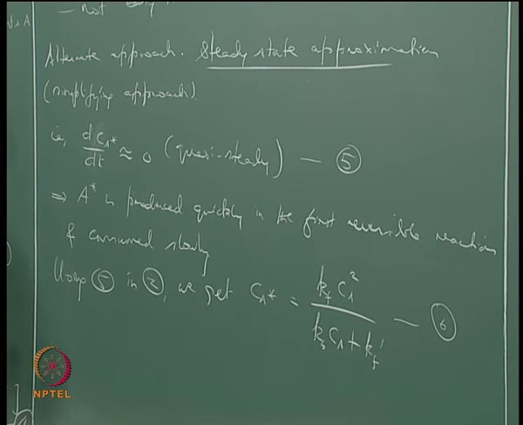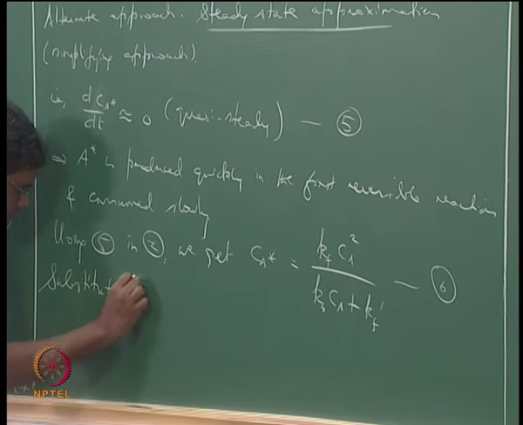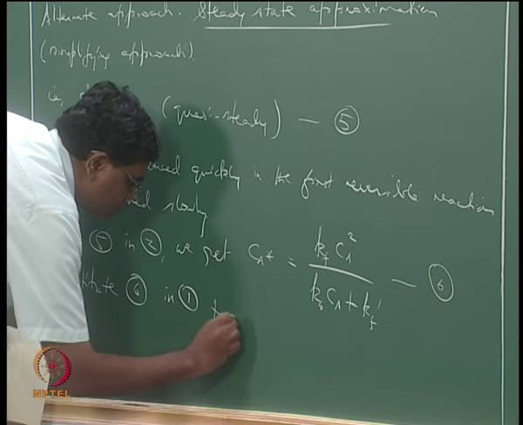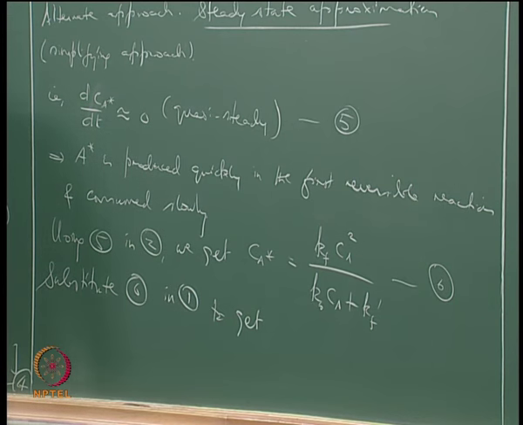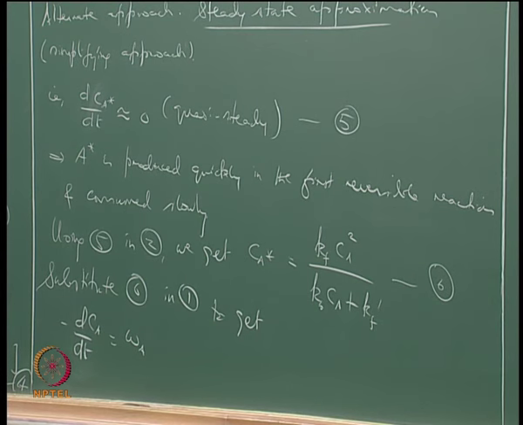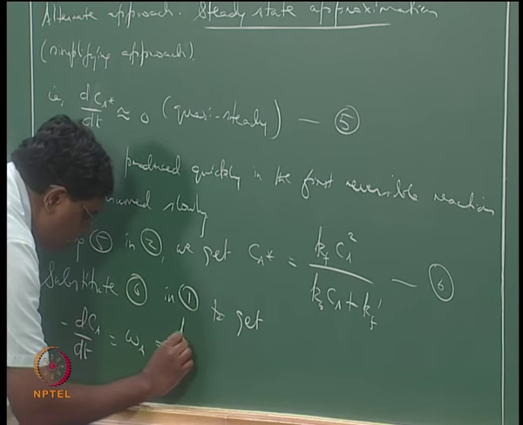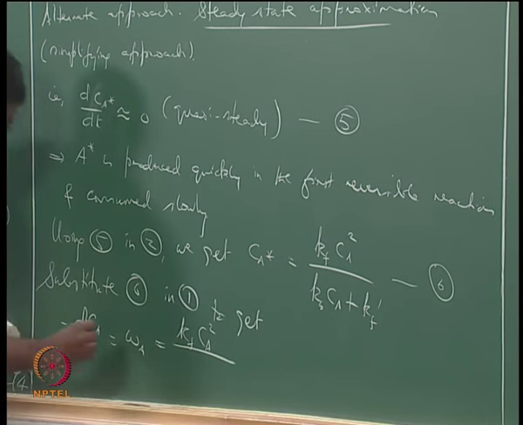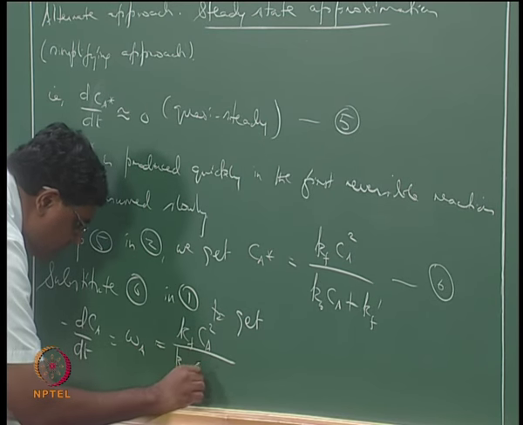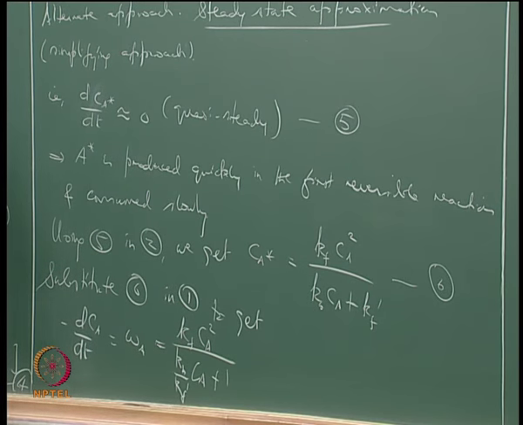And substitute 6 in 1, the first equation, to get, let's say, minus dCa over dt equal to omega A, the reaction rate based on A, that's equal to KF CA squared divided by KB divided by KF prime CA plus 1. Okay, so we got an answer there for dCa over dt.